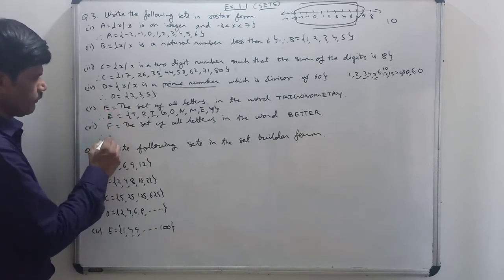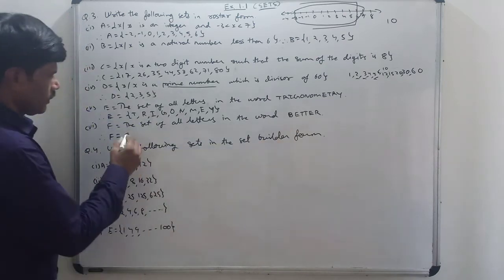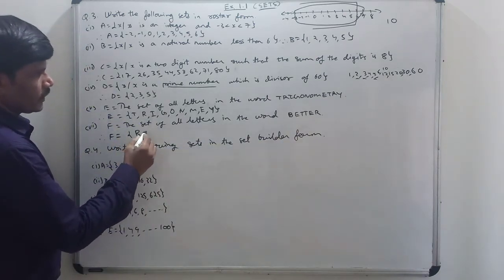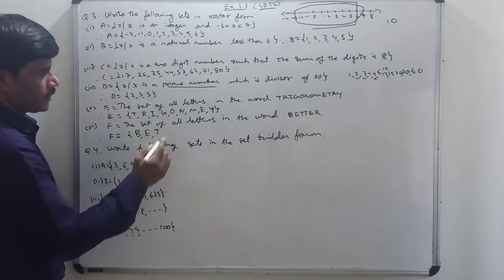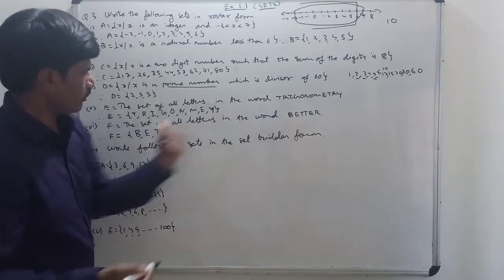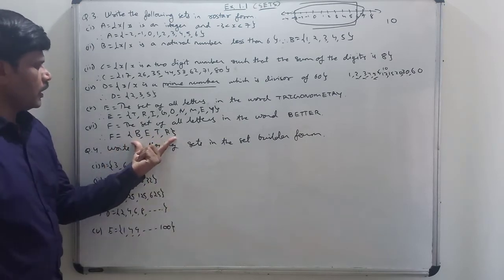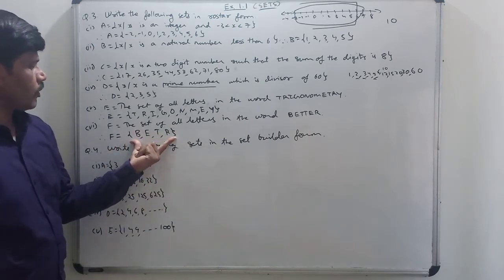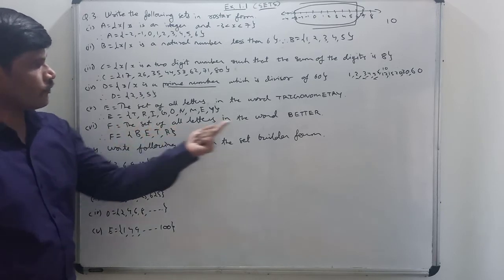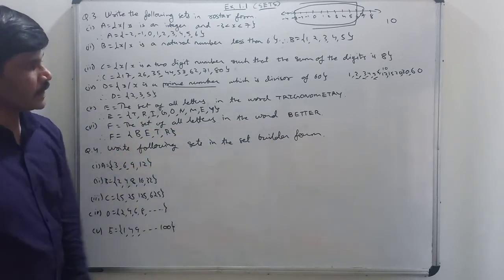Now F, same way you can think about F, the set of all letters in the word better. First B, then E, then T. T we will not write again because one has already appeared. E also will not write again. R. So this is nothing but the roster form of this set, the set of all letters in the word better. Now question number 2: write the following sets in the set builder form.